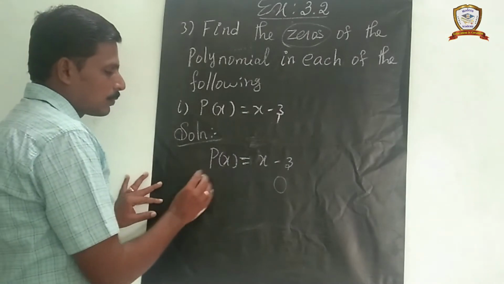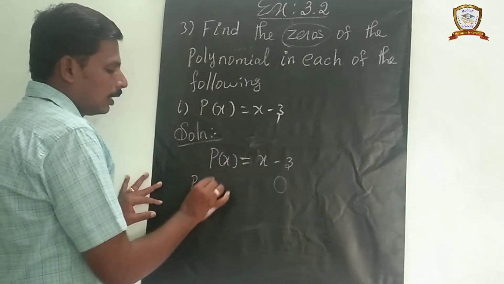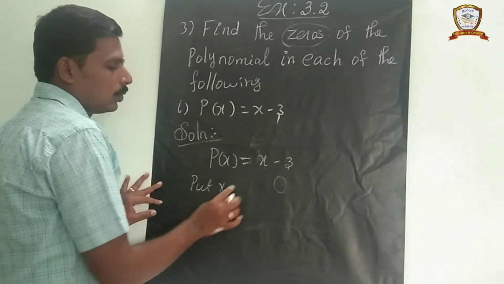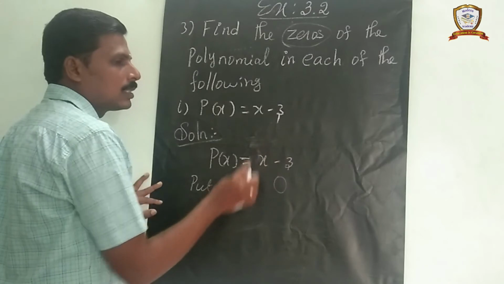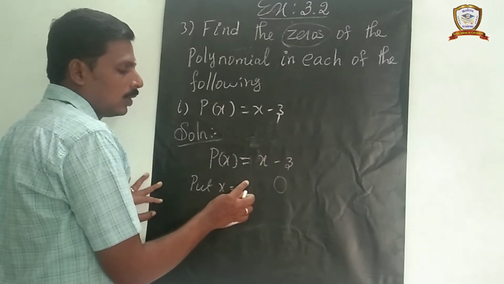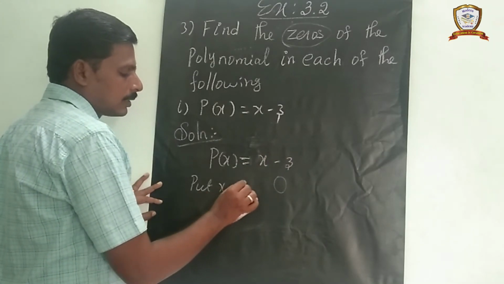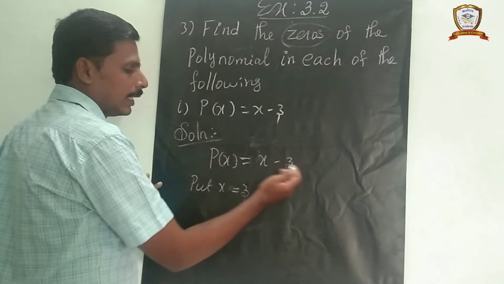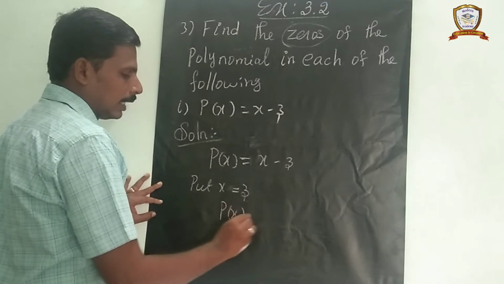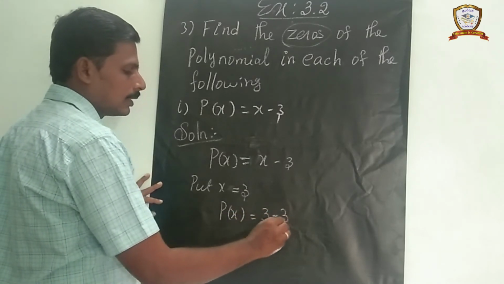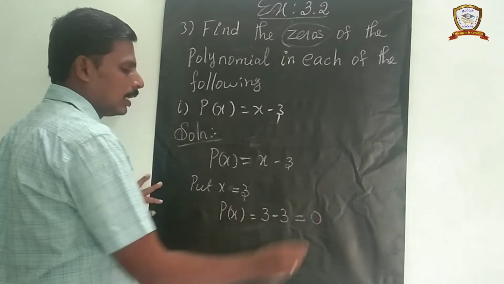Which value do we substitute for x? Put x is equal to one value here, and we get the answer 0. Which value? Substitute x is equal to 3. So p of x equal to 3 minus 3. 3 minus 3 is 0.